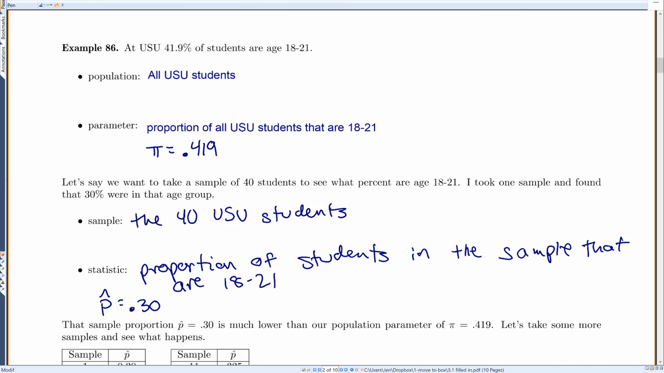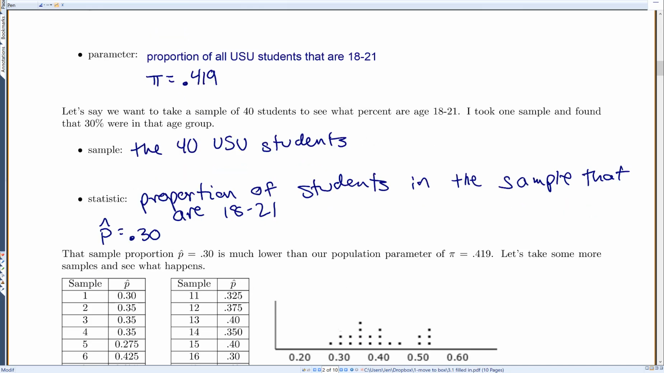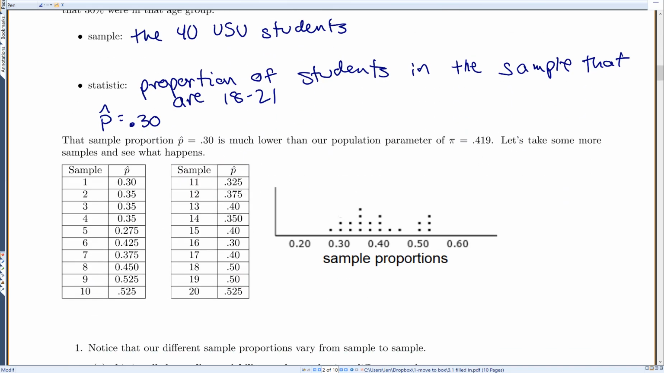So our sample proportion of 0.30 is actually a lot lower than our population parameter of 0.419. I'm like, I wonder if I did something wrong. Maybe, maybe not. But it does seem really low. So maybe we should take more samples and see what happens. Like maybe that's completely common. Very plausible.